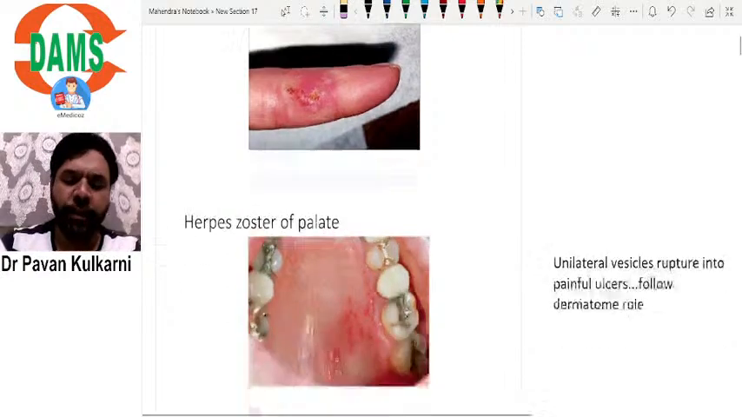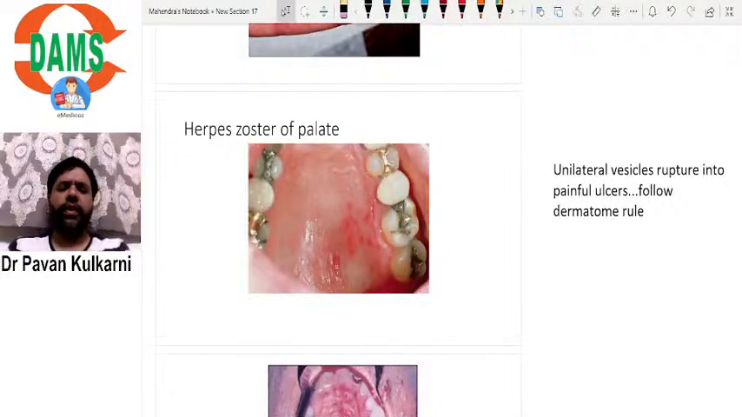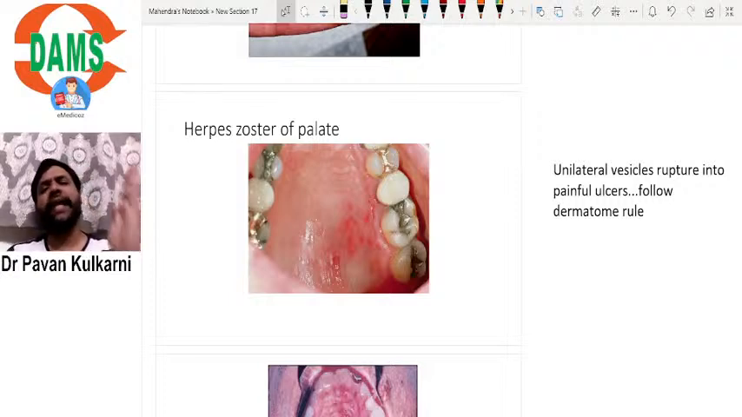Okay, next, herpes zoster. This image is of herpes zoster. How to identify it clearly? Herpes zoster mainly has vesicles on one side of the palate.